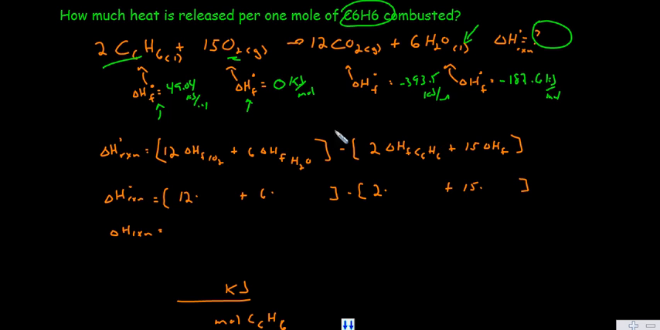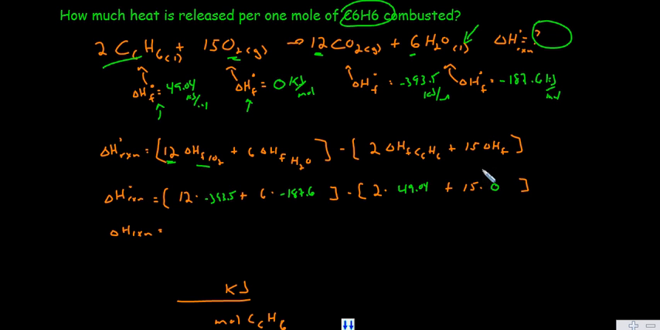So plug in, let's see, 12 times the heat of formation of CO2. CO2 is one of our products. So 12 times negative 393.5. And then combine 6 times the heat of formation of water. It's negative 187.6. And then subtract 2 times the heat of formation of benzene. It's 2 times 49.04. And then 15 times the heat of formation of oxygen. That's 0 kilojoules per mole.